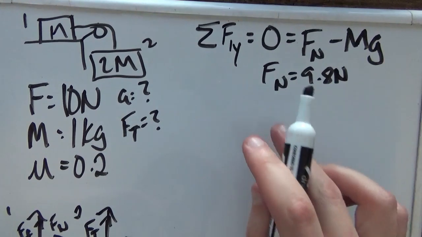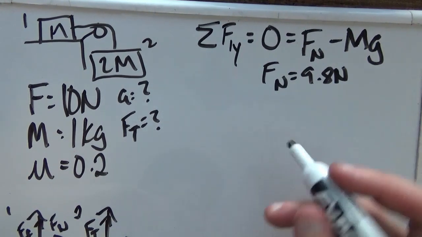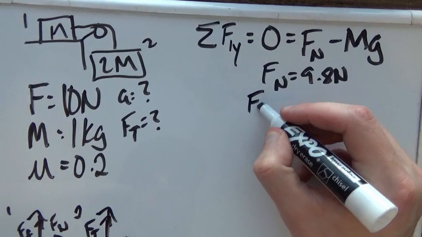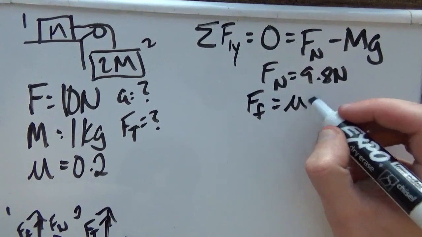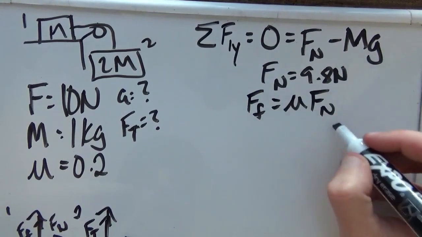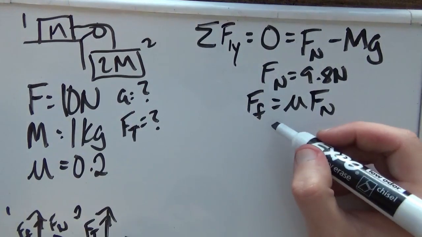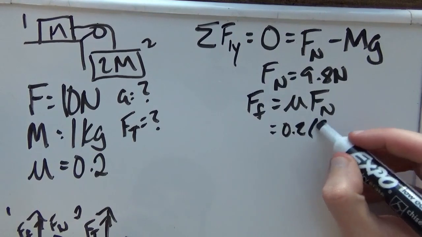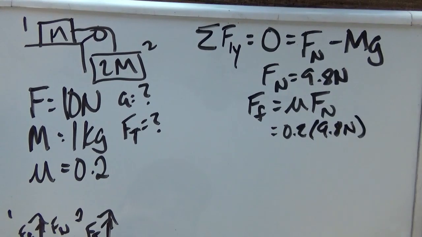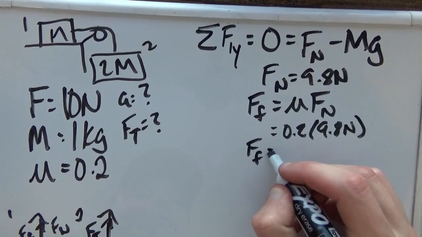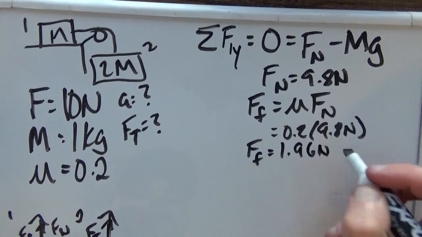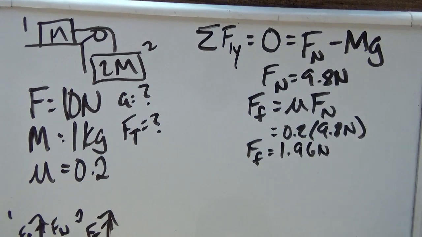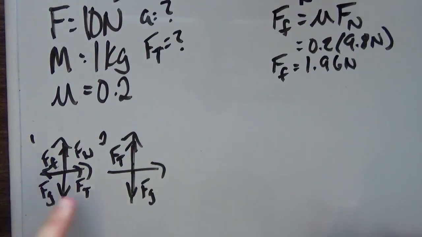Great. So we can use this to figure out friction force, using the fun equation. Friction force is equal to mu times the normal force. Friction force is what we're solving for. We know these two, right? 0.2 times 9.8 newtons. Friction force is 1.96 newtons. Great. So now is where we can successfully use the x direction net force right here.